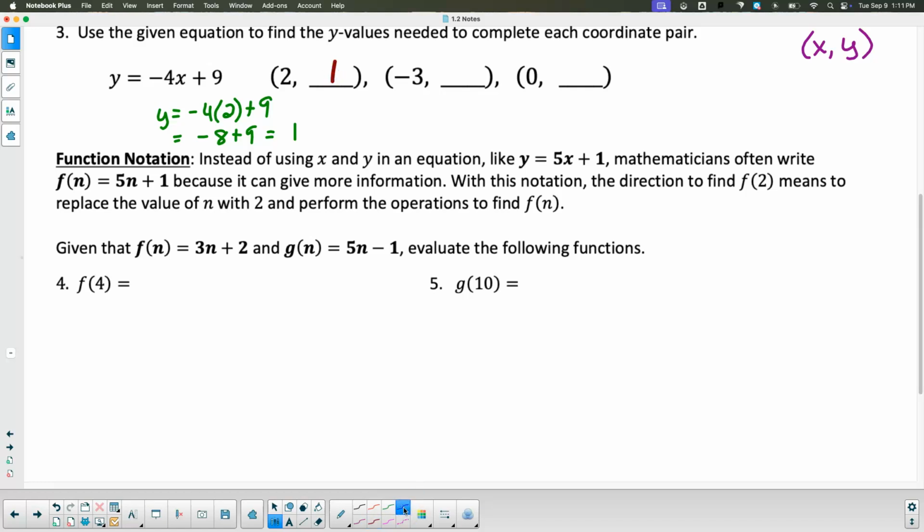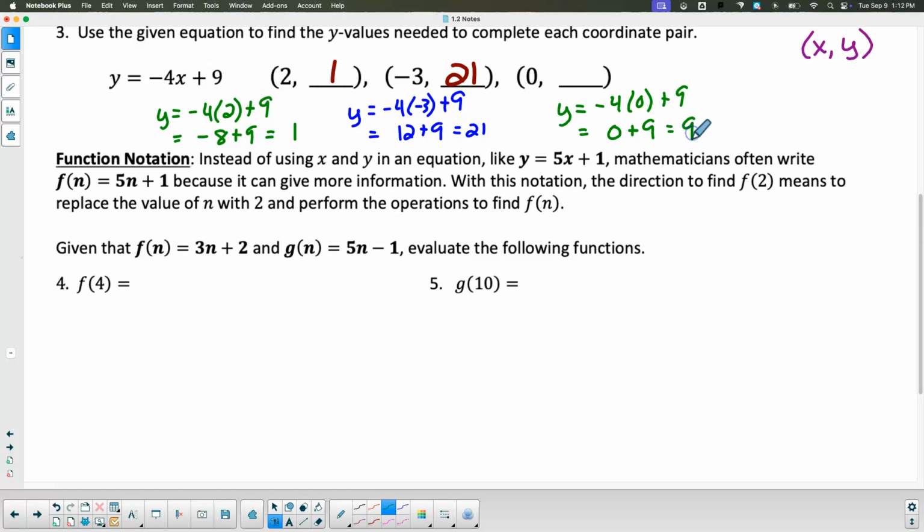Then I would go to the next one. It would be y equals -4 times -3, then plus 9. -4 times -3 is 12, plus 9 is 21. And I go do it again. -4 times 0 plus 9. That's going to be 0 plus 9. That's just going to be 9. Questions on that one?